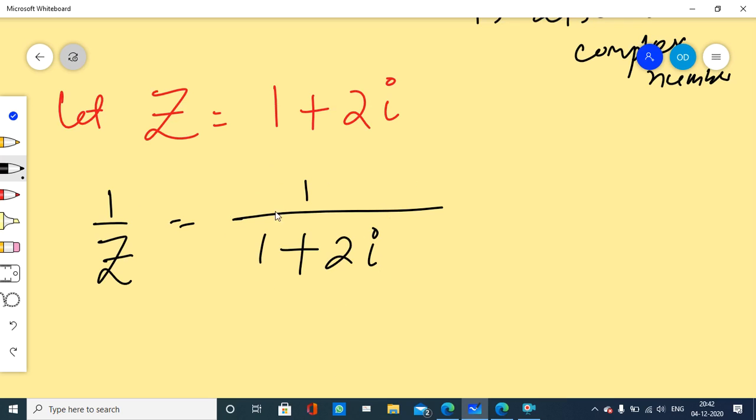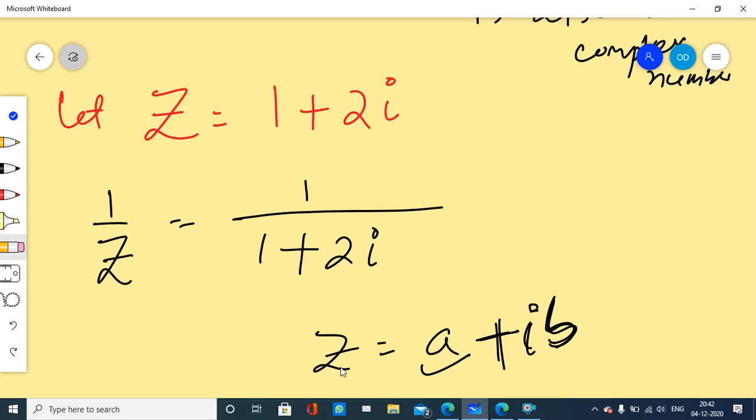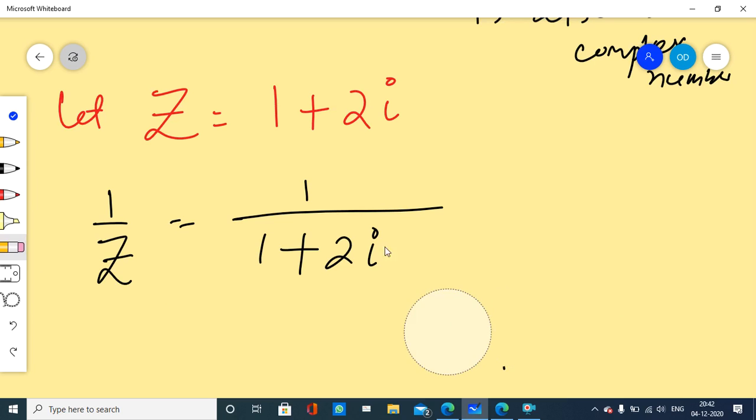Because in standard form, how do we write a complex number? a plus ib. Some real number plus i into another real number. This is the way we represent a complex number in its standard form. So even though this ratio is a complex number, still it is not in its standard form. So our target is to bring it to its standard form. We can't just leave it like this. Okay? Now let's bring it to standard form.